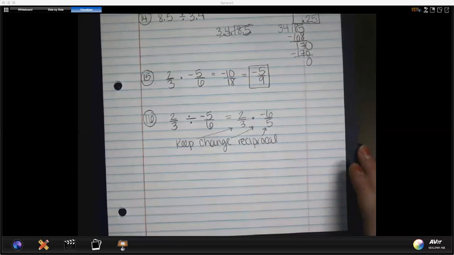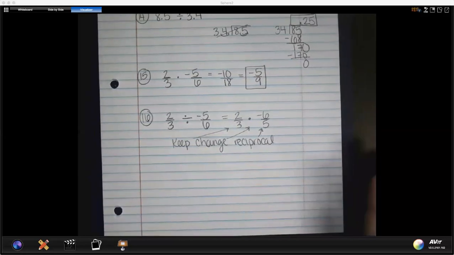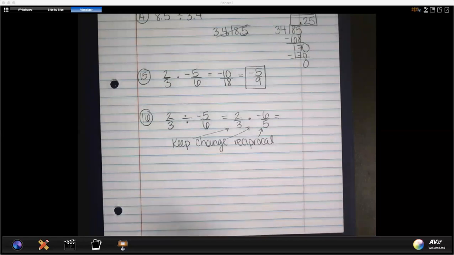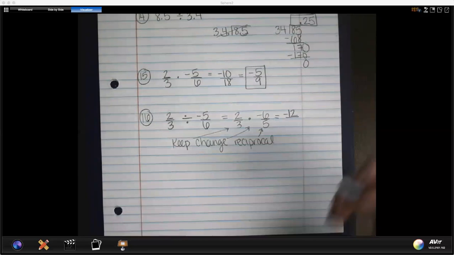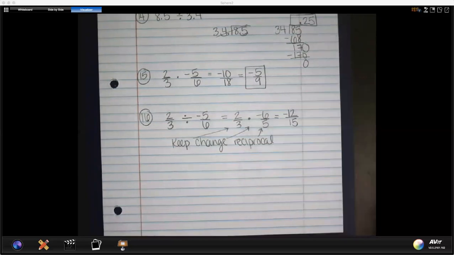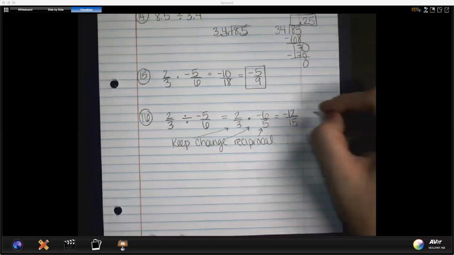So, rather than think of it as keep, change, flip, think of it as keep, change, reciprocal. Does it mean the same thing? Yes. Should you be using math vocabulary? Yes. Okay. So multiply across, 2 times -6 is -12, and 3 times 5 is 15. And -4/5. Correct.